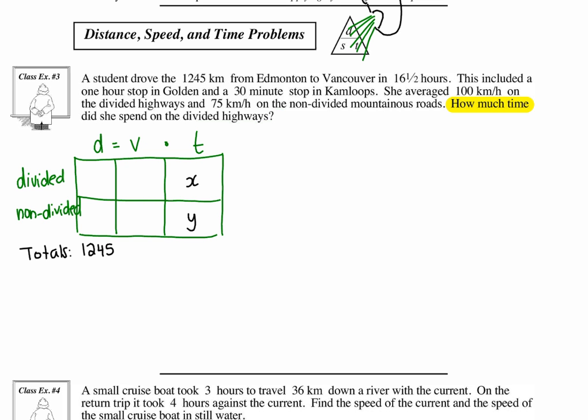Is the total time she drove 16 and a half hours? For actual driving time, because we have two situations. We have divided driving time and non-divided highway driving time. Yep. 15 hours total. Why is it 15? And 1 hour stop, and then another 30-minute means she actually drove for a total of 15 hours.